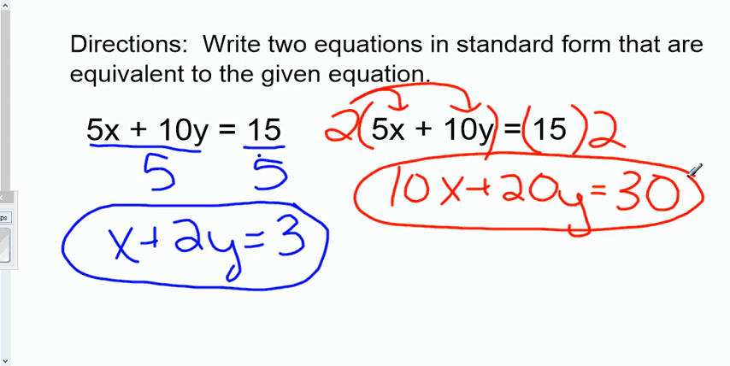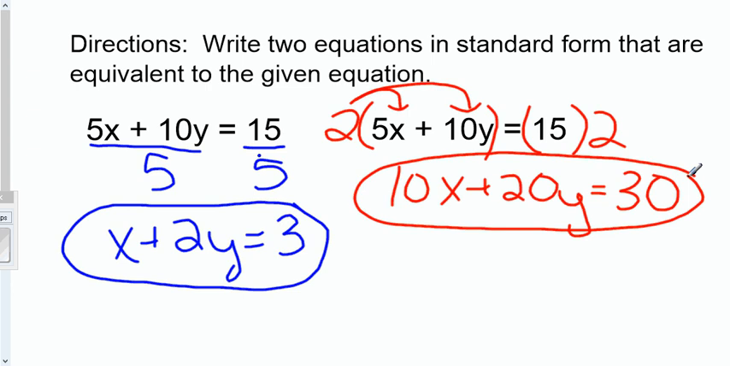So if we plug 1, 1 into our original equation, we're going to get 5 plus 10 equals 15. That's an obviously true statement. If we plug 1 and 1 into our x plus 2y equals 3, we're going to get 1 plus 2 equals 3. That's definitely a true statement. Hopefully you all know that by now. And if we plug 1 and 1 into our 10x plus 20y equals 30, we're going to get 10 plus 20 equals 30. So all of those are true statements using the same ordered pair. So all of those are equivalent equations.